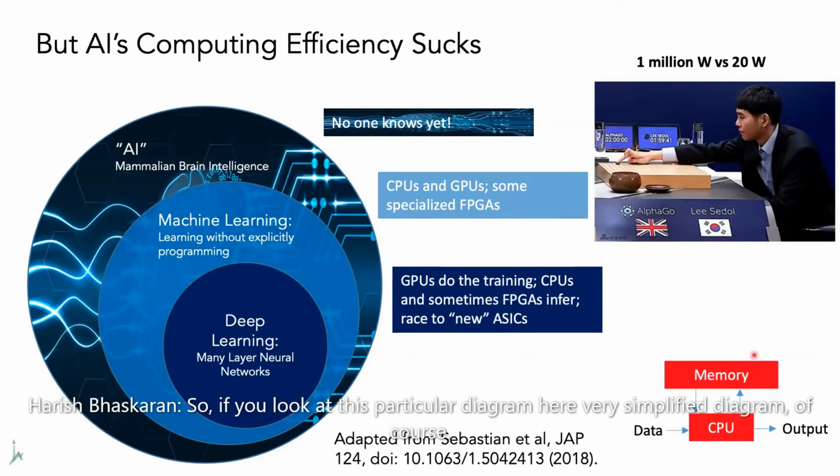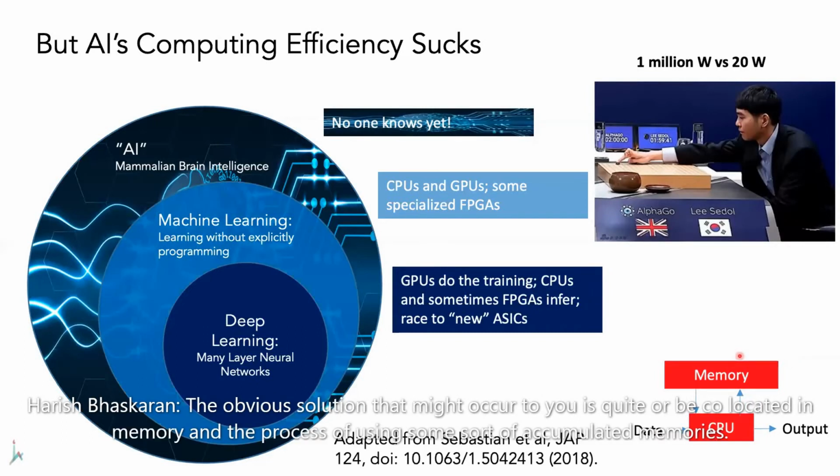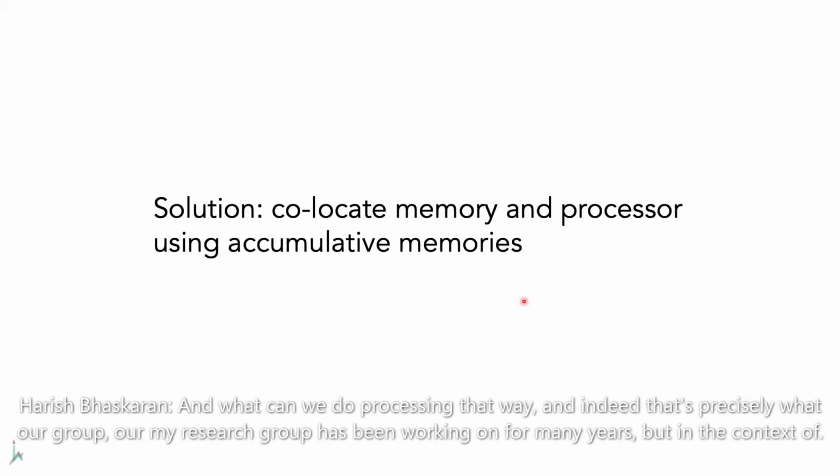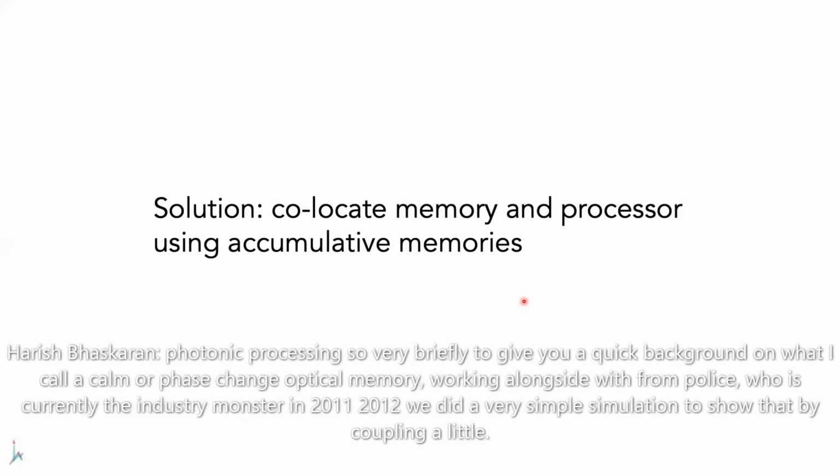So if you look at this very simplified diagram, the obvious solution that might occur to you is, why don't we co-locate the memory and the processor using some sort of accumulative memories? And why can't we do processing that way? And indeed, that's precisely what my research group has been working on for many years, but in the context of photonic processing.